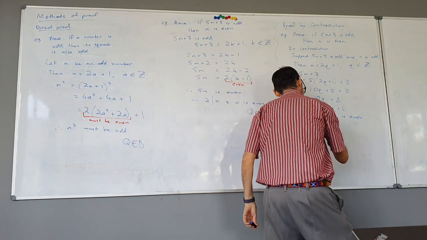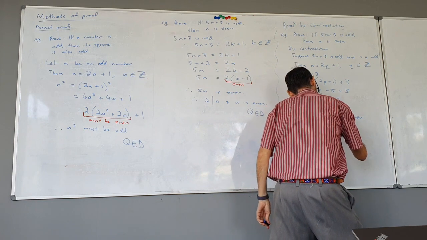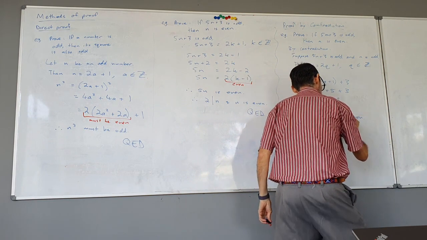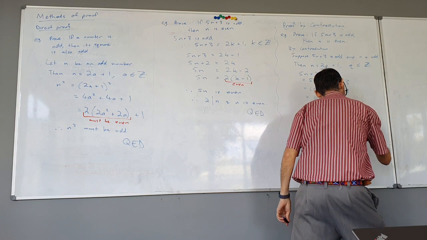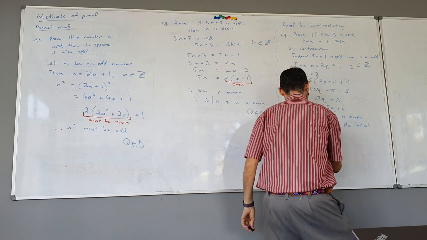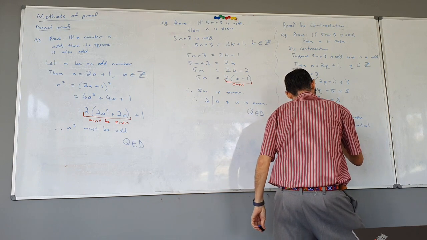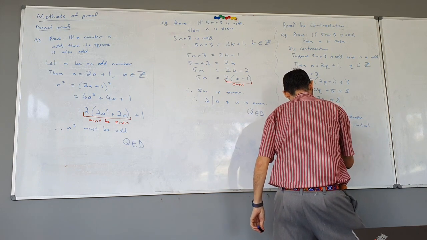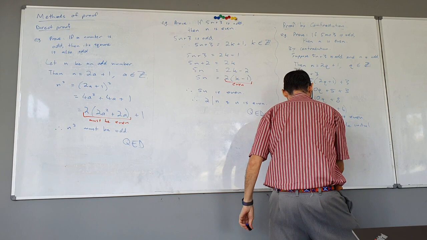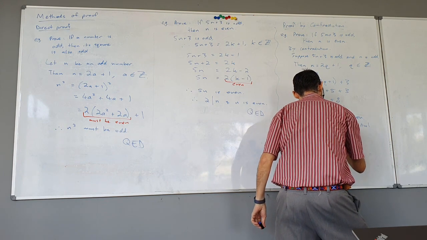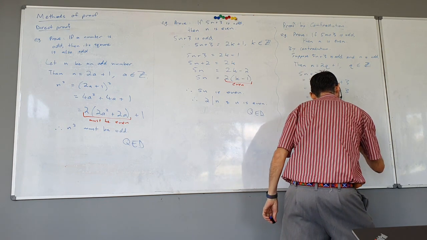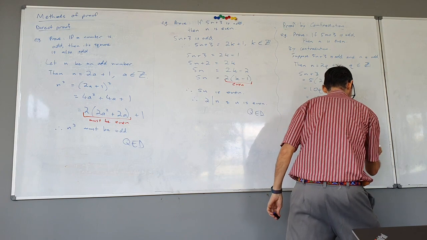This contradicts the initial assumption. Therefore, n must be even.